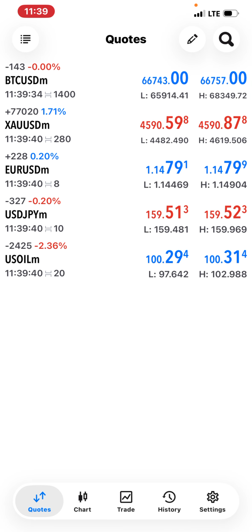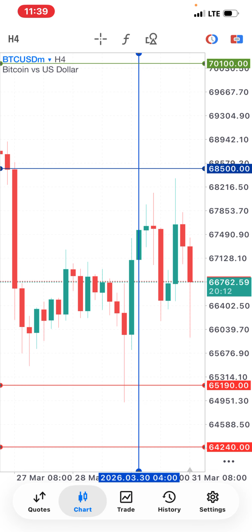So guys, this is an update on Bitcoin for today. So let's look at how the market is going to go for today.